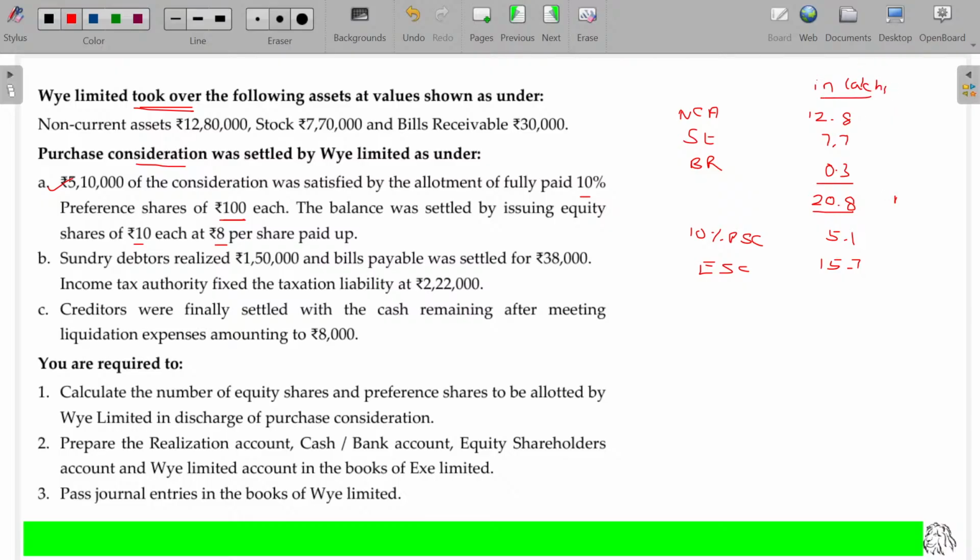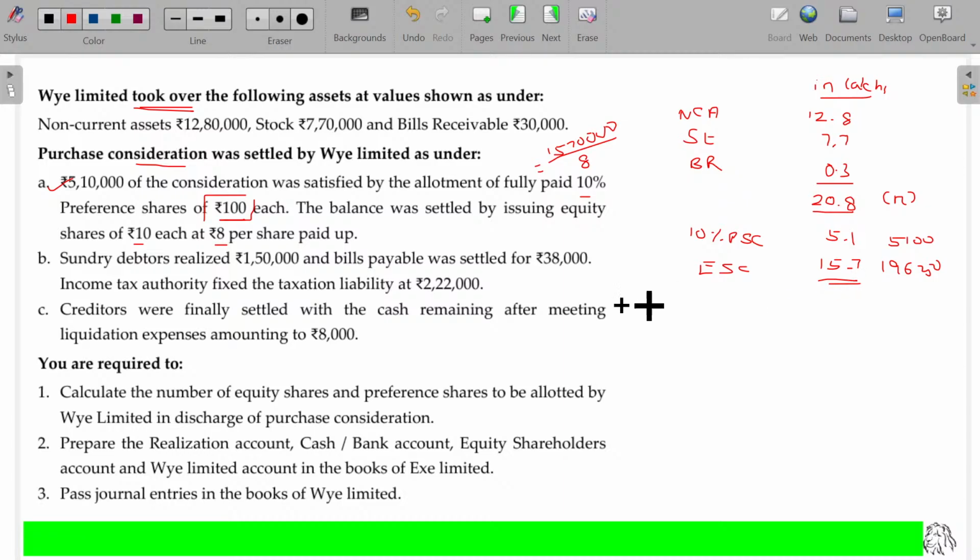You can even calculate the number of preference shares and equity shares. 5.1 lakh, with each preference share costing rupees 100, means how many preference shares may be there? 5,100 preference shares may be. For equity share capital, 15 lakh 70,000 rupees, for every equity share the paid up value being only 8. So 15 lakh 70,000 rupees divided by 8. What's the value? 1,96,250 equity shares are offered.